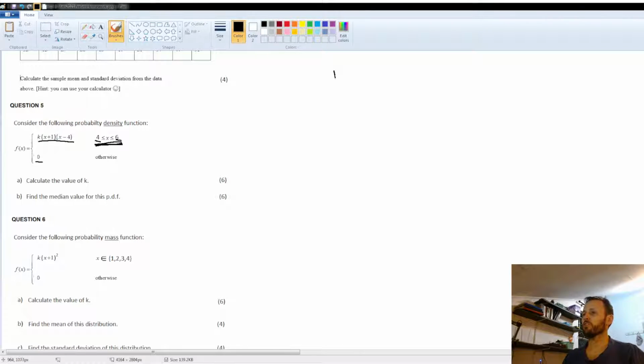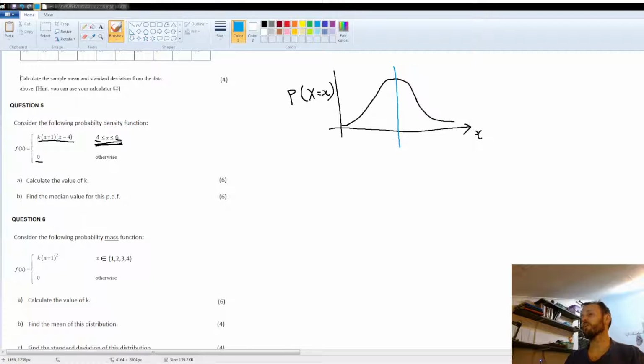So if you want to think of it, you can think of it like this. On the x-axis you have little x. On the y-axis you have the probability that X equals x. You've got some distribution, maybe it looks like the normal distribution, who knows. What's the median value? The median value is the value in the middle, which means that 50% of the data lies on the left, 50% of the data lies on the right.